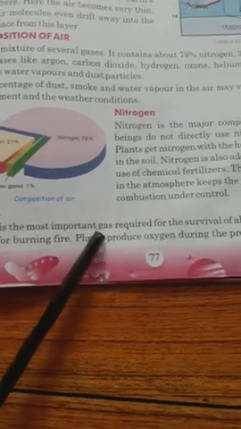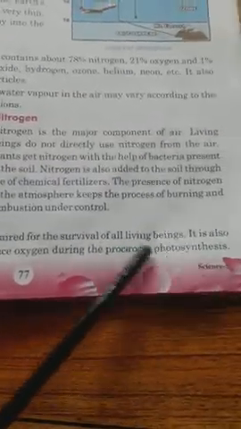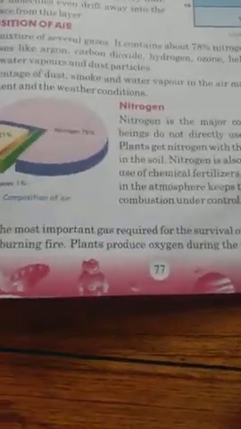Now oxygen. Oxygen is the most important gas required for the survival of all living beings. So all living beings require this gas, oxygen. It is also needed for burning fire. Plants produce oxygen during the process of photosynthesis, and through that it is transferred to living beings such as animals and human beings.